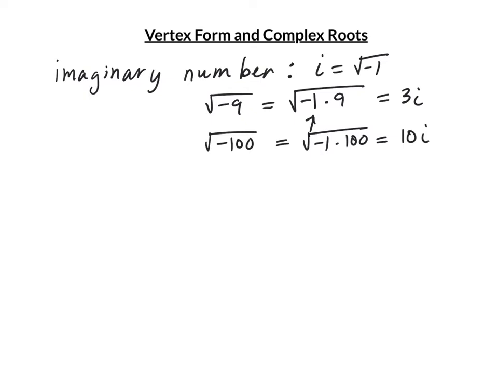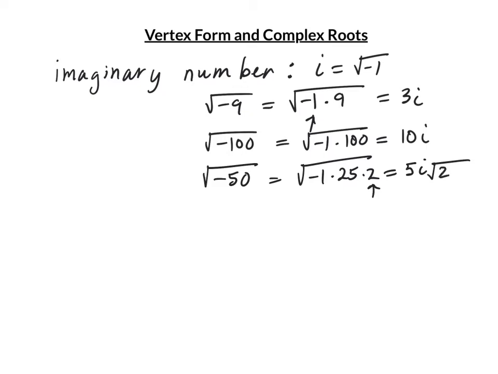If I ask you to take the square root of negative 50, we know that negative 50 is negative 1 times 25 times 2. The square root of 25 is 5. The square root of negative 1 is i. So this would be 5i. Everything always goes in front of the root, so it doesn't look like it might be under the root. Left under the root is still the 2 because I couldn't do anything with the square root of 2. And 5i root 2 is my answer.